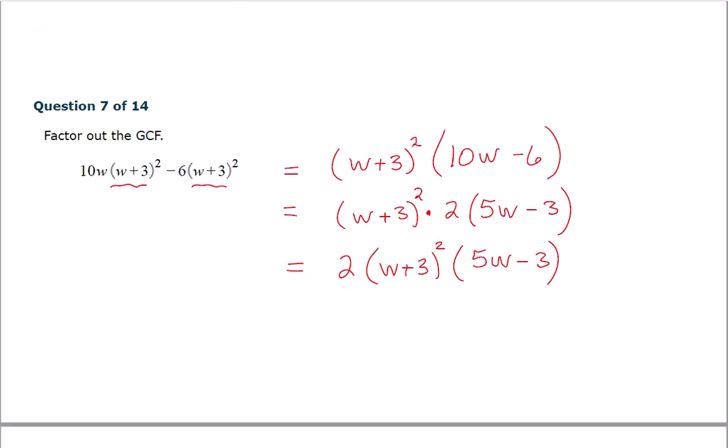Question 7. All right, question 7, I've got w plus 3 squared. Oh, look, it's the same in both places, so take it out in the front. Now you always look to see, are you done yet? Could you factor something more? Well, look at these 2 terms, and I notice that between the 10 and the 6, there is a 2 in common, right? Because 2 times 5 is 10, 2 times 3 is 6.